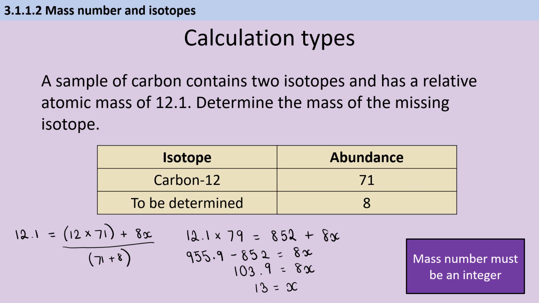Now here I don't have an integer number, but what I know is that the mass of the isotope must be an integer. So if you're calculating what the missing isotope is, you're always going to round your answer.